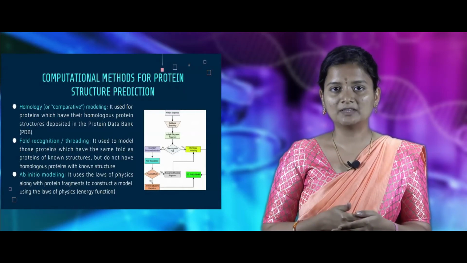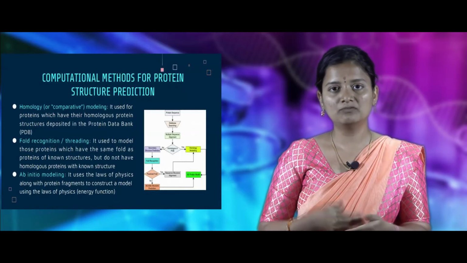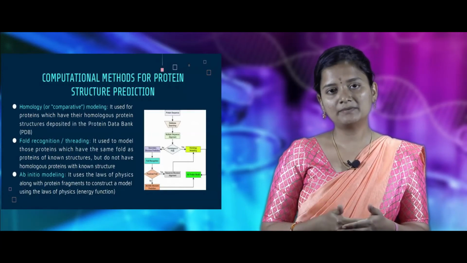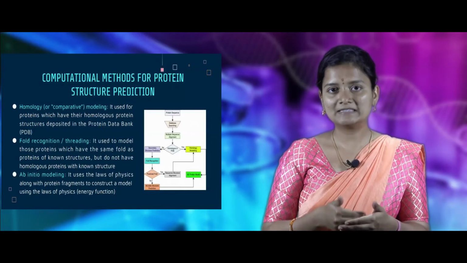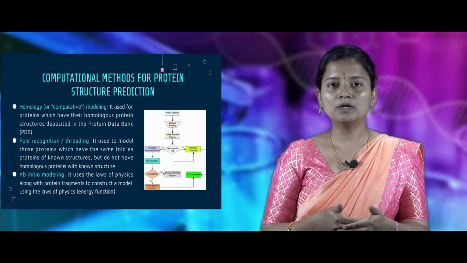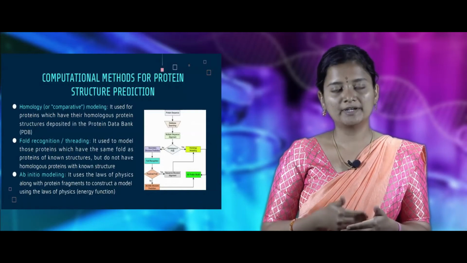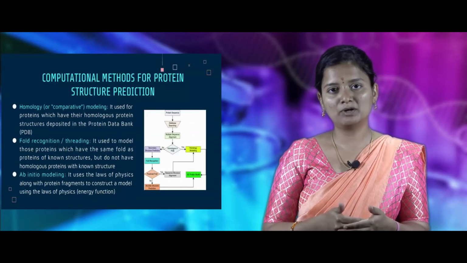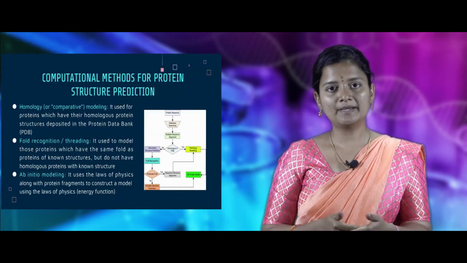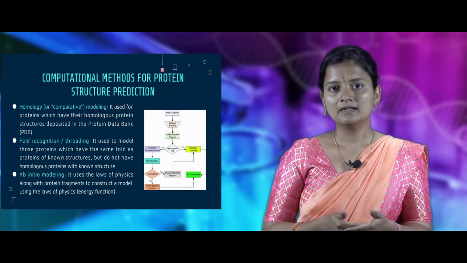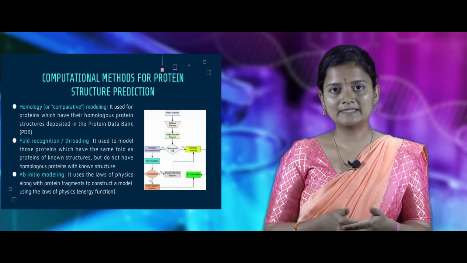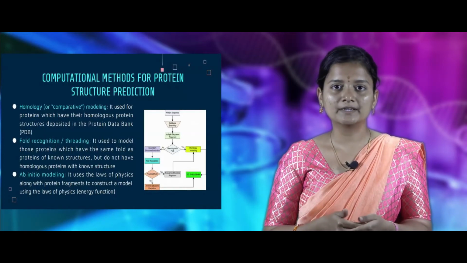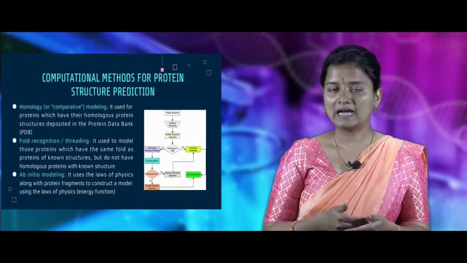Whereas the fold recognition method mainly depends on protein folding. In fold recognition method, if the similarity between template and protein structure is less than 30%, then we can do protein structure prediction. The proteins which fail in homology modeling can be determined in fold recognition method. That is, the template and target sequences with similarity less than 30% can be compared in fold recognition method. And the final method is the ab initio method.